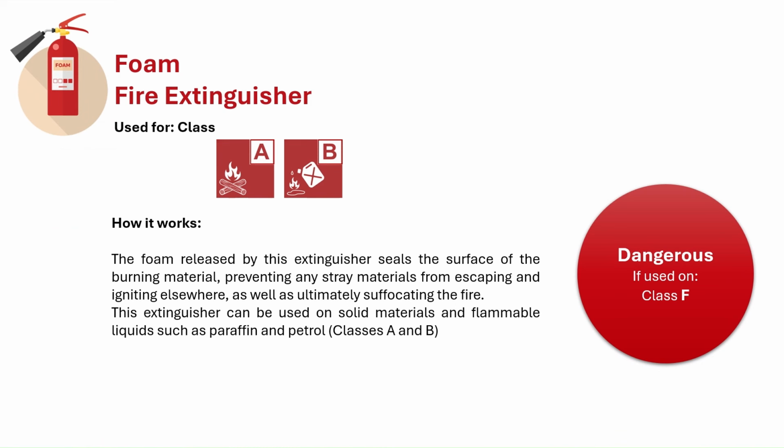Next, we have foam extinguishers. Foam extinguishers are effective on both Class A fires, solid materials, and Class B fires, flammable liquids, such as paraffin and petrol. These extinguishers work by sealing the surface of the burning material, which prevents oxygen from fueling the fire and also stops it from spreading. However, they should not be used on Class F fires.